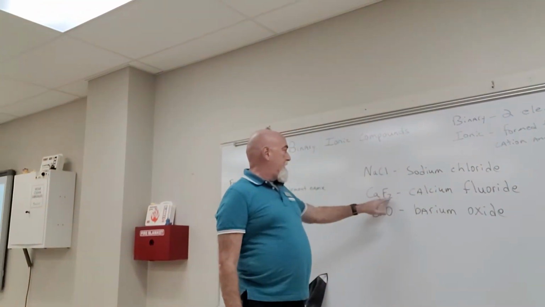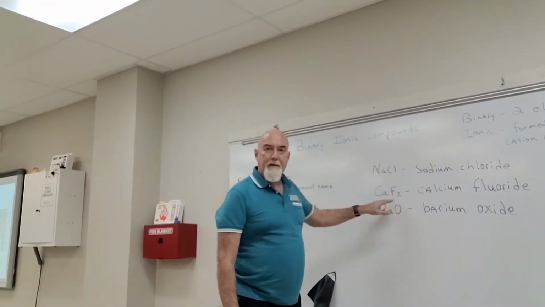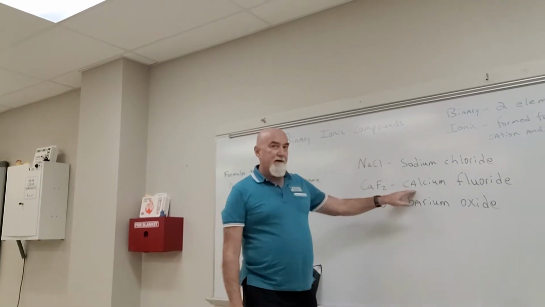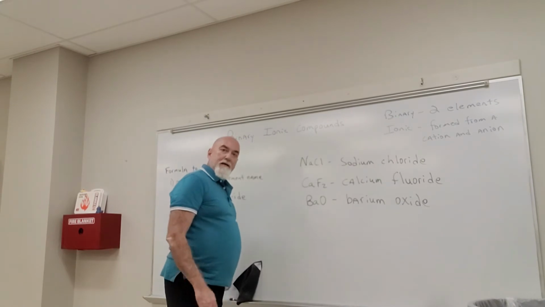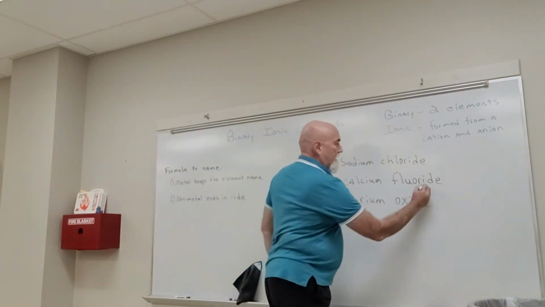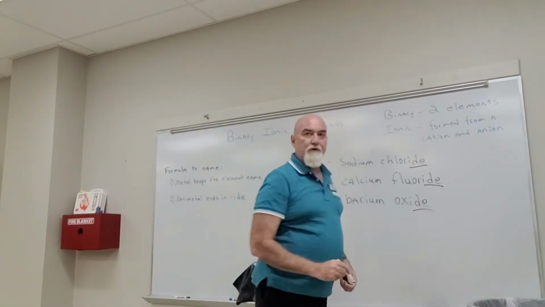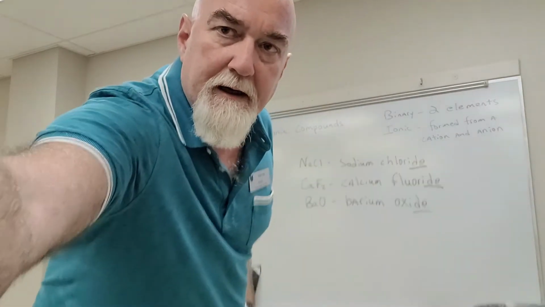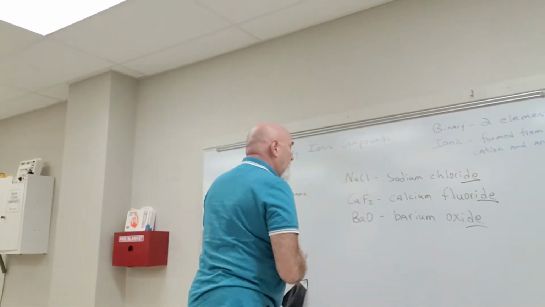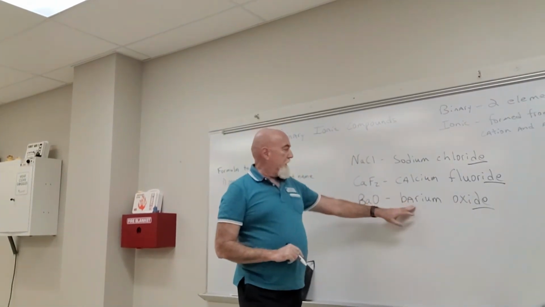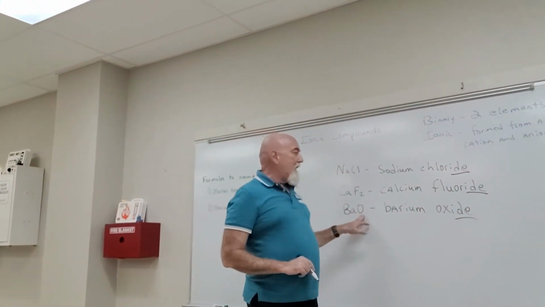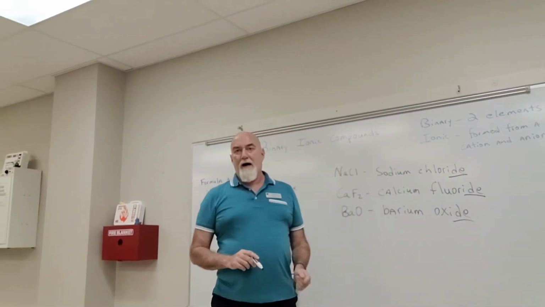If you had CaF2, we have calcium and fluorine combining here. Calcium fluoride. They all end in that IDE when we do this. You'll see IDE on each one of them. We have one more example there of going from the formula to the name. We have BaO here, which would just be barium. That's Ba. O is oxygen, and it ends in oxide.